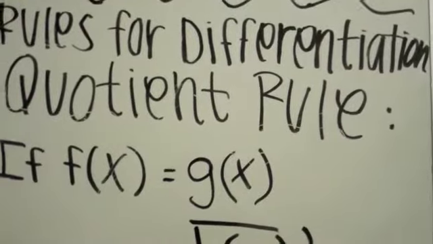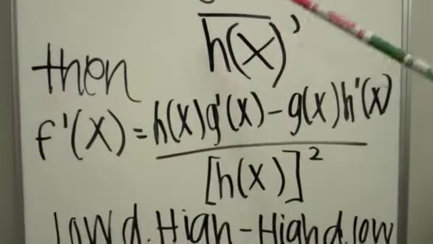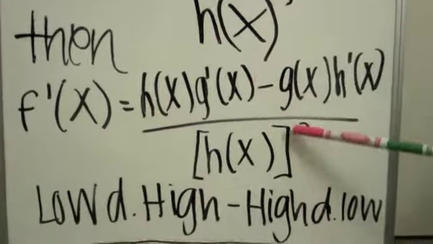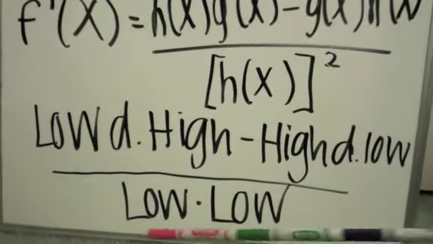Quotient rule. If f of x equals g of x over h of x, then f prime of x equals h of x, g prime of x minus g of x, h prime of x all over h of x squared. Low d high minus high d low over low low.